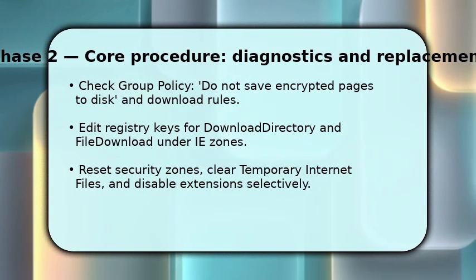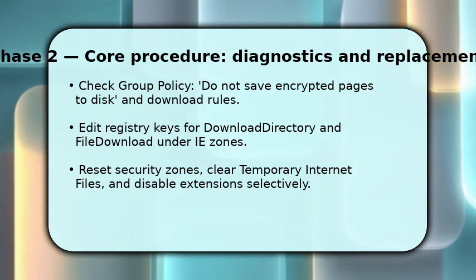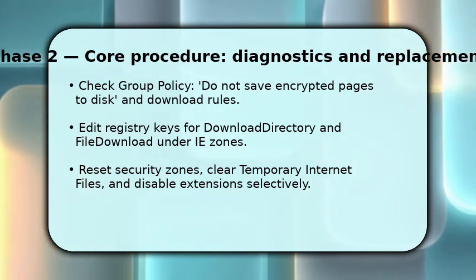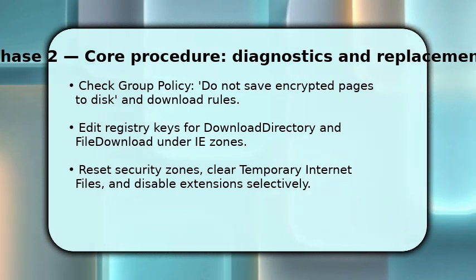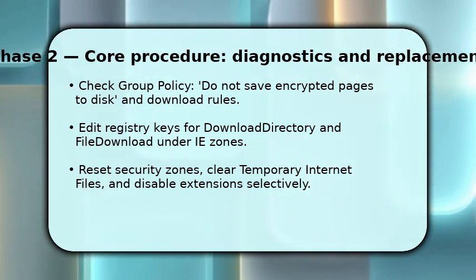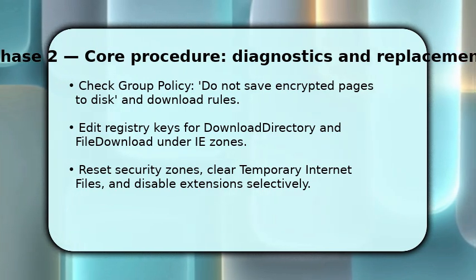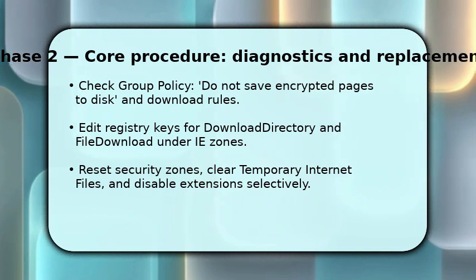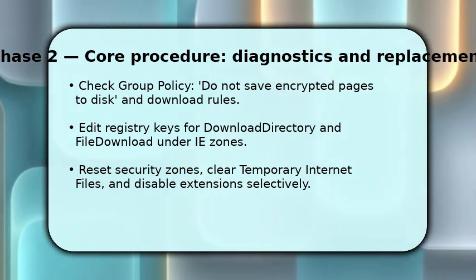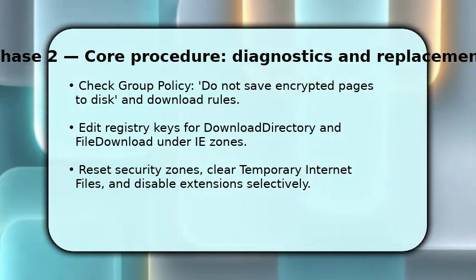Once the basics are set, you dig into policies and registry because enterprise rules often block downloads. You should inspect group policy entries like do not save encrypted pages to disk and file download permissions. Make changes and force gpupdate if needed. Then, carefully edit the registry keys that control download directory and file download for relevant IE zones.